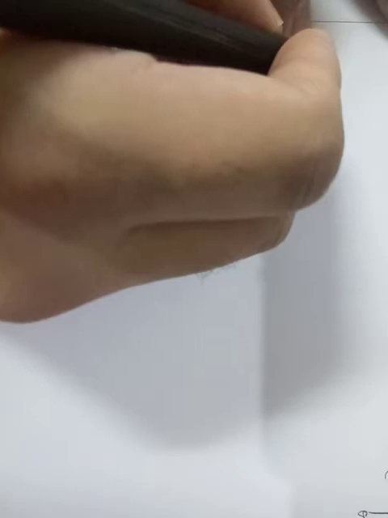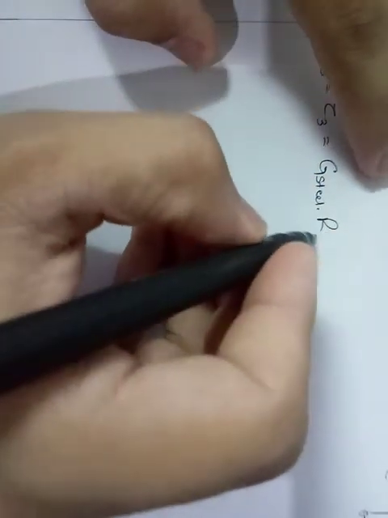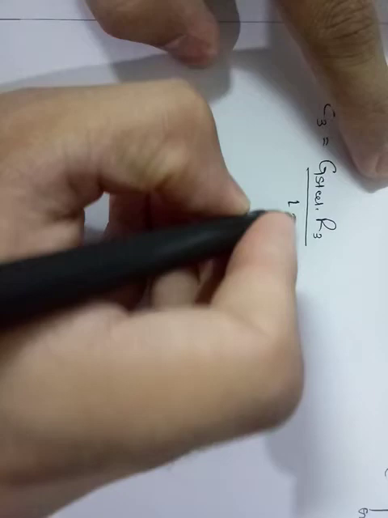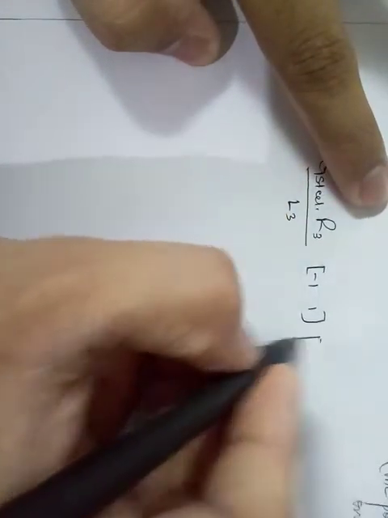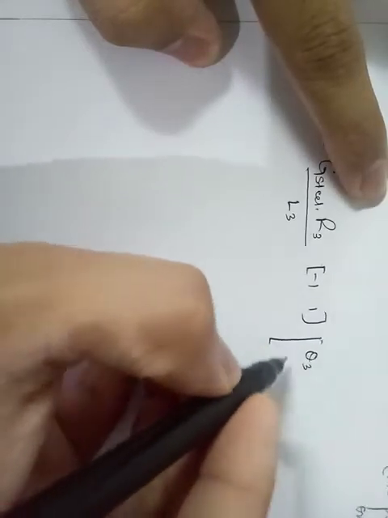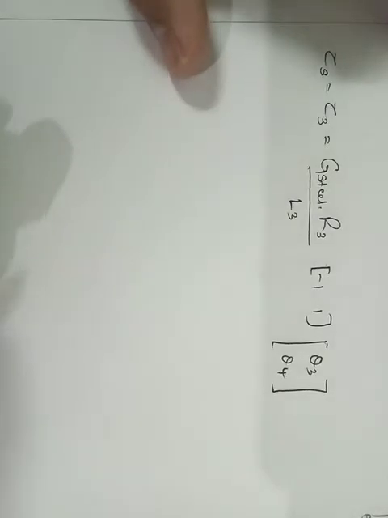Okay, so stress here in element number 3, tau steel should be equal to tau 3. It is important, tau steel, because it is made up of steel material, so it is G of steel into R3 divided by L3 into minus 1 and 1, associated are theta 3 and theta 4. Right, so this is the formula.